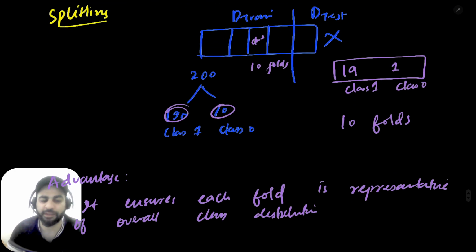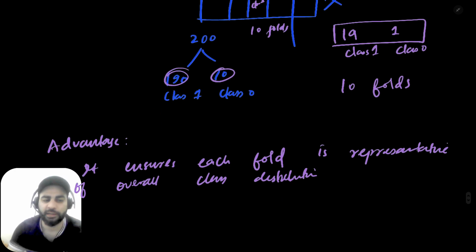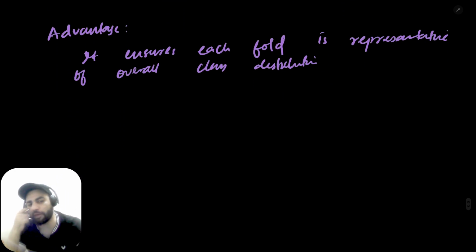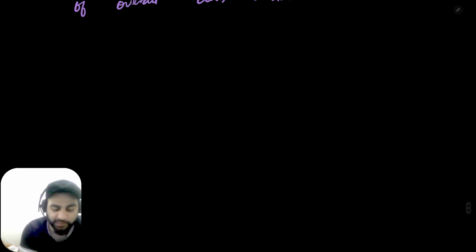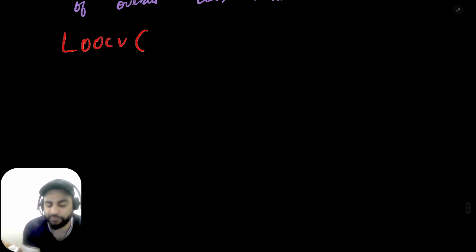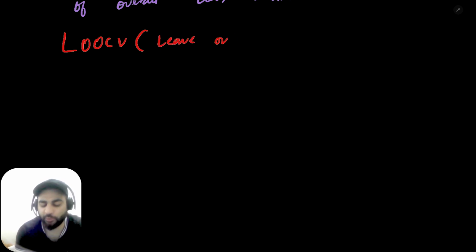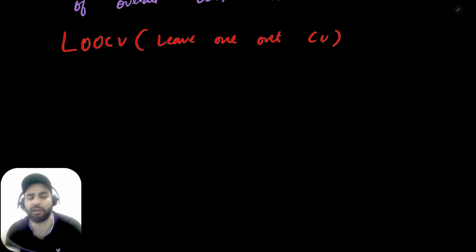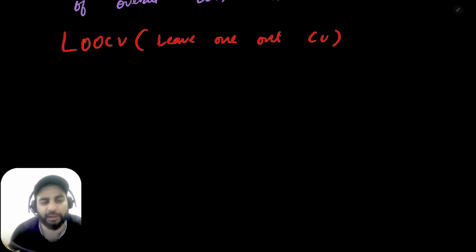Then we have some other ways of splitting also. We have something called leave one out cross validation, or LOOCV. This is called leave one out cross validation. This is again like the k-fold we have, but in here each fold will have a single data point.